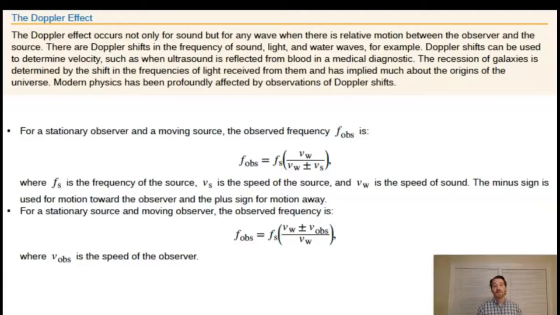OpenStax gives you two different equations as part of their explanation for the Doppler effect, and the two different equations are based on whether the observer is stationary or the observer is moving. I will give you the first one on our equation sheet because the first one is the only one that I would potentially ask about on the test. That's not a guarantee, but I am telling you that I won't ask you on the test the version of it where the source of the sound is stationary and the observer is moving.